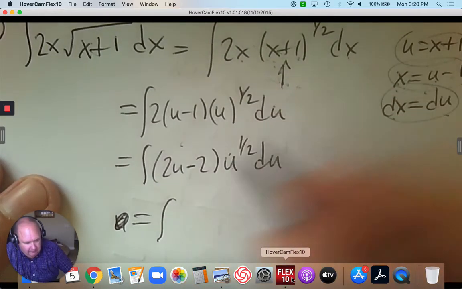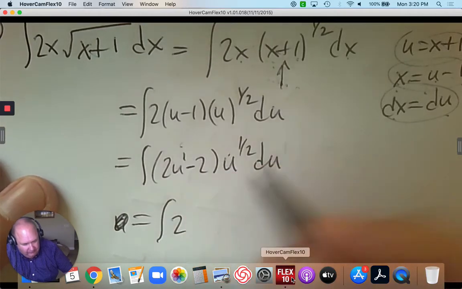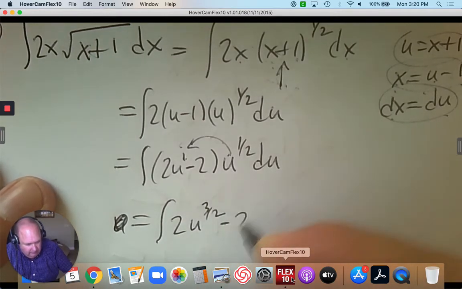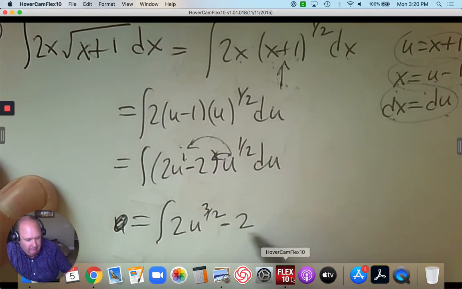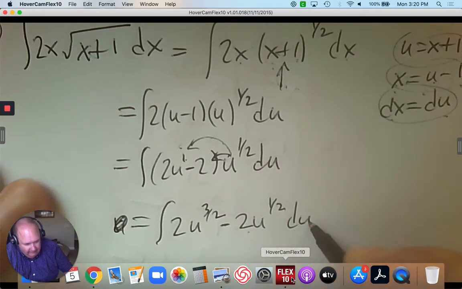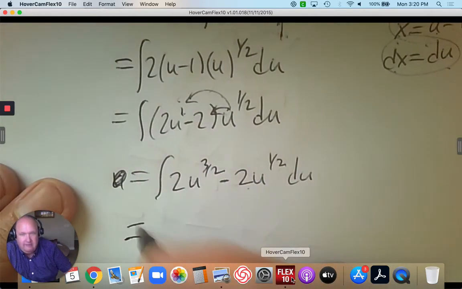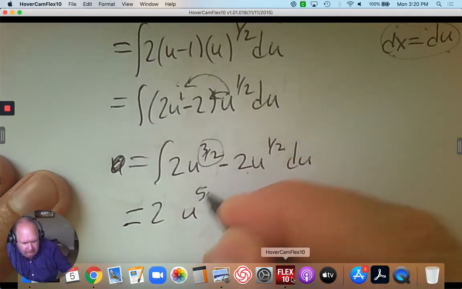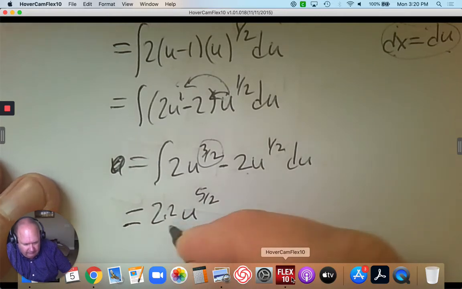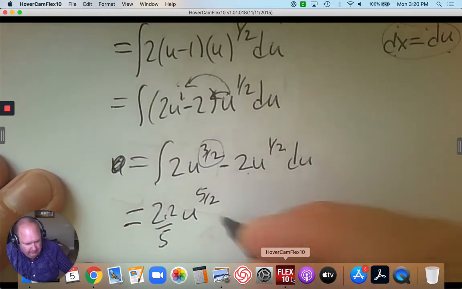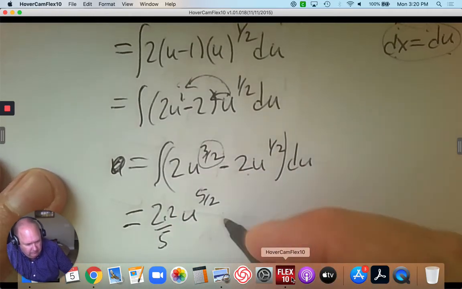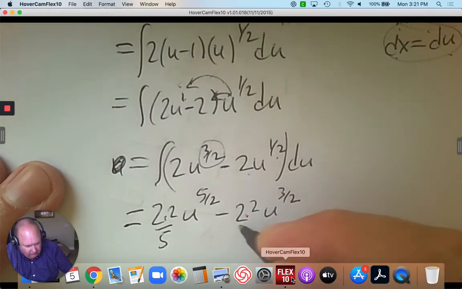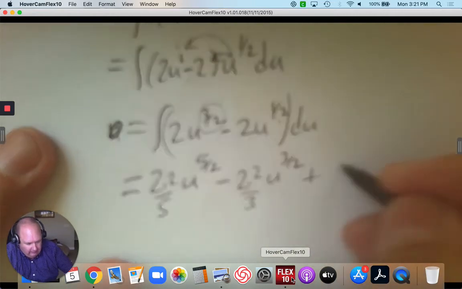I'm going to distribute. So when you multiply them together, you add the exponents, it's 1 plus 1/2. So that's 3 over 2. Same thing here. I'm going to multiply these together. So it's negative 2, u to the 1/2. And now I just do the anti-power rule. So that means I'm going to add 1. So that's 5 over 2. Now instead of dividing, I'm going to go times the reciprocal. I'm going to do that here too. I'm going to add 1, so that's 3 over 2. Divide or times the reciprocal, and then the constant.